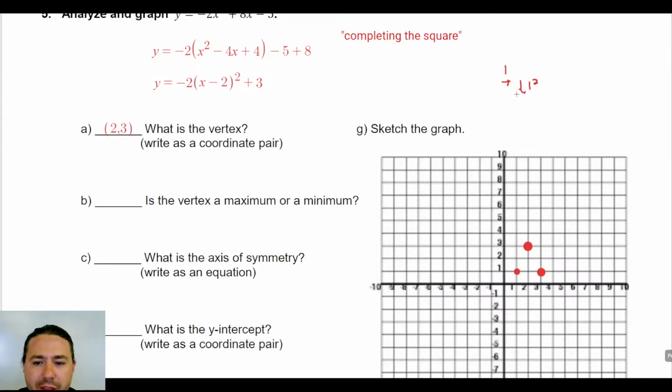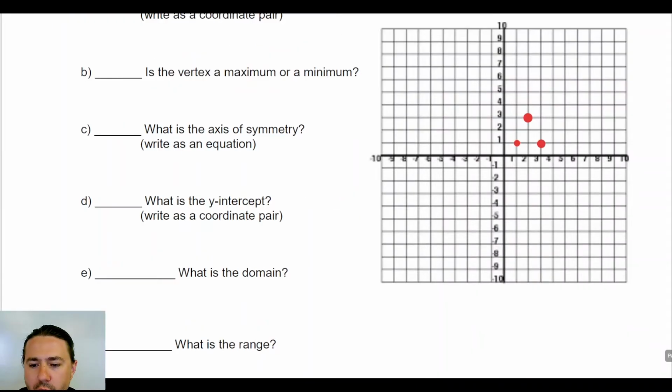So if I go over 2, normally I would go down 2 squared, which is 4. Okay, 4 times 2 is 8. So I actually want to go down 8. So over 2, down 8. 1, 2, 3, 4, 5, 6, 7, 8. Puts the next point right there. And we'll have the other point over here.